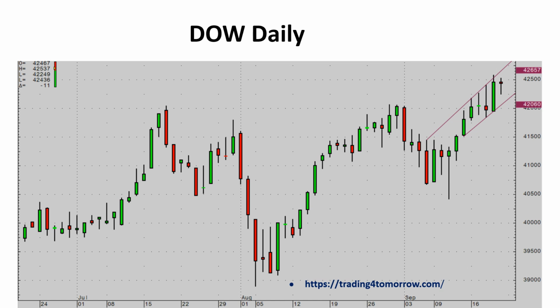So I've got resistance at 42,657 and support at 42,060. So it's in that uptrend at the moment. And, you know, we've still got the US election to come as well.